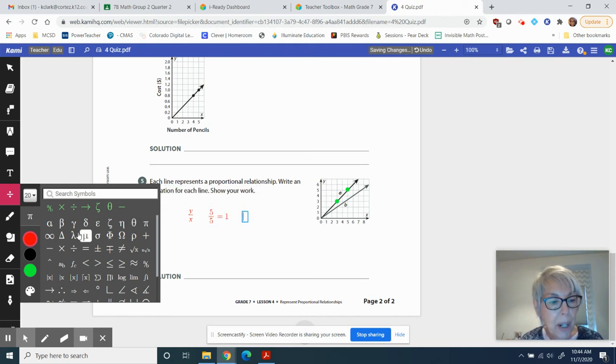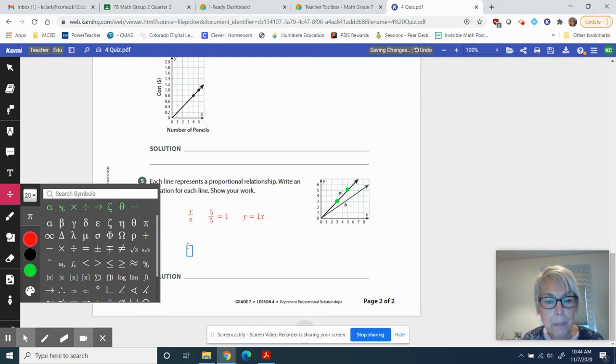So for A, my equation looks like y equals 1x. And that's my A.